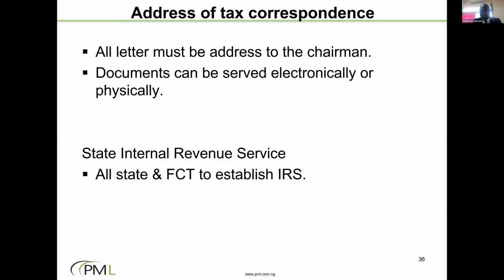So I think that's what I need to talk about here. But by the time we start dwelling more into the law, we'll be able to talk more and place more emphasis on some of them. Abiola, over to you.